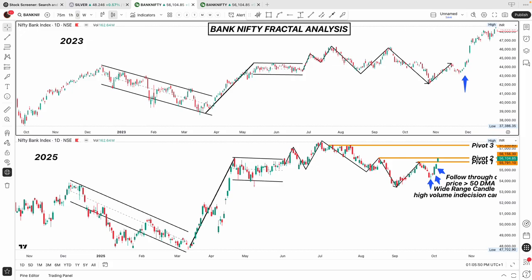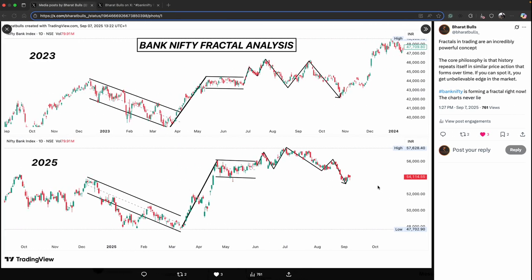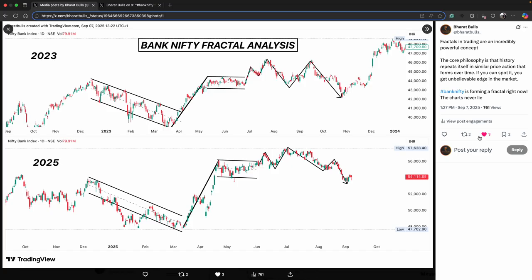So I got a couple of queries in my DMs around the fractal analysis that I had posted about a month back on my Twitter account. So this is the post that I'm referring to here. I had posted about a fractal pattern that was developing in BankNifty, and I wanted to go over the specifics of how I spotted this and how you can do that too in this video. So I'll just do that now.